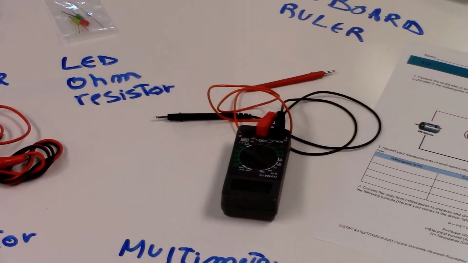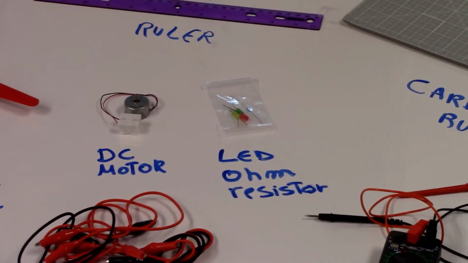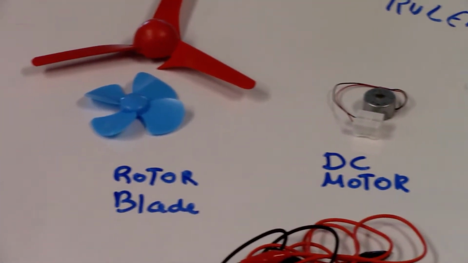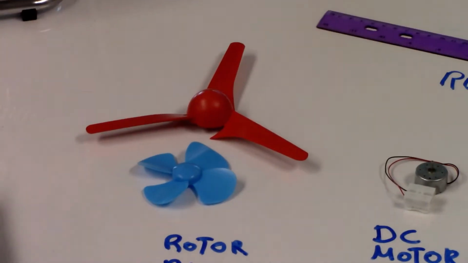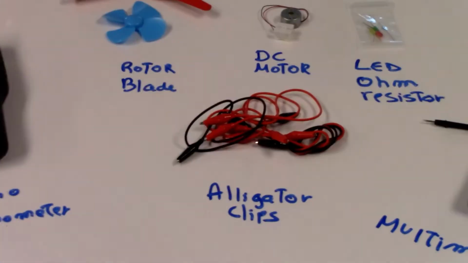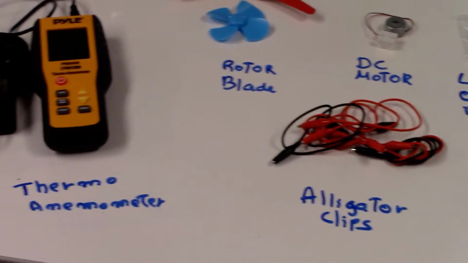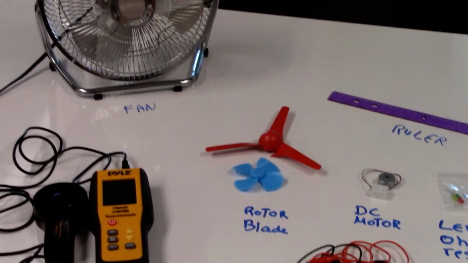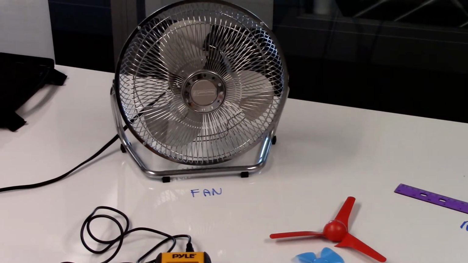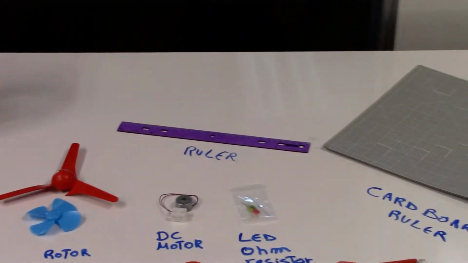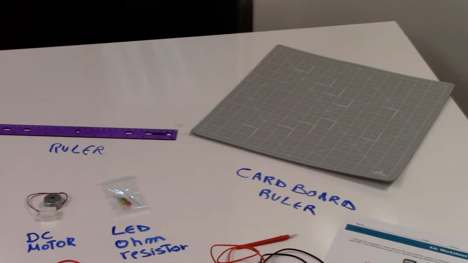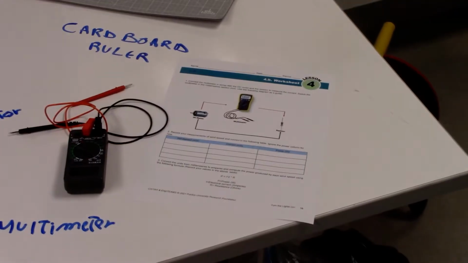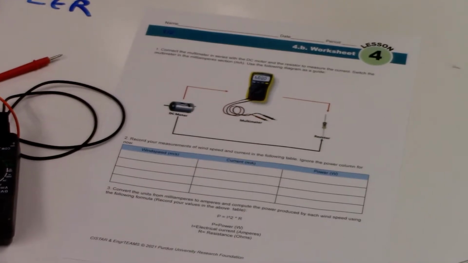A multimeter, LED and OHM resistor, DC motor, rotor blade. Here we can see 2 options, alligator clips, thermal anemometer, a fan with a different wind speed, either a ruler or a cardboard ruler, and finally the worksheet 4B, where the students are going to register their findings.